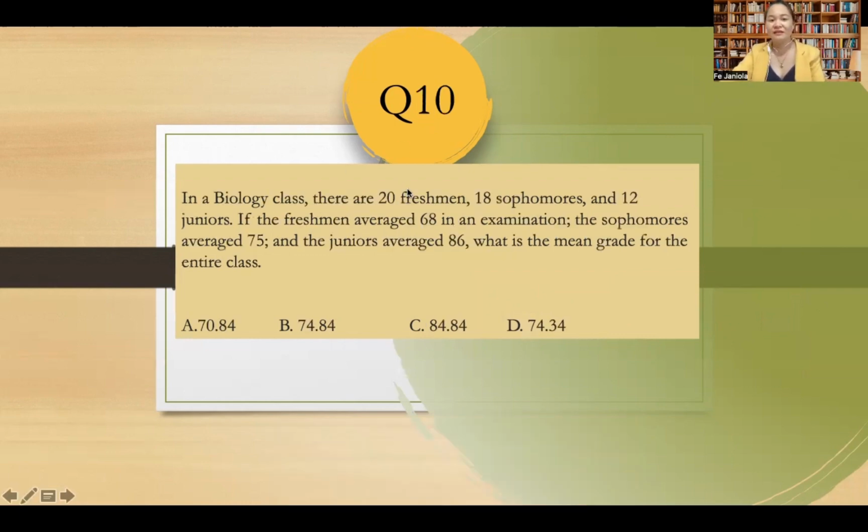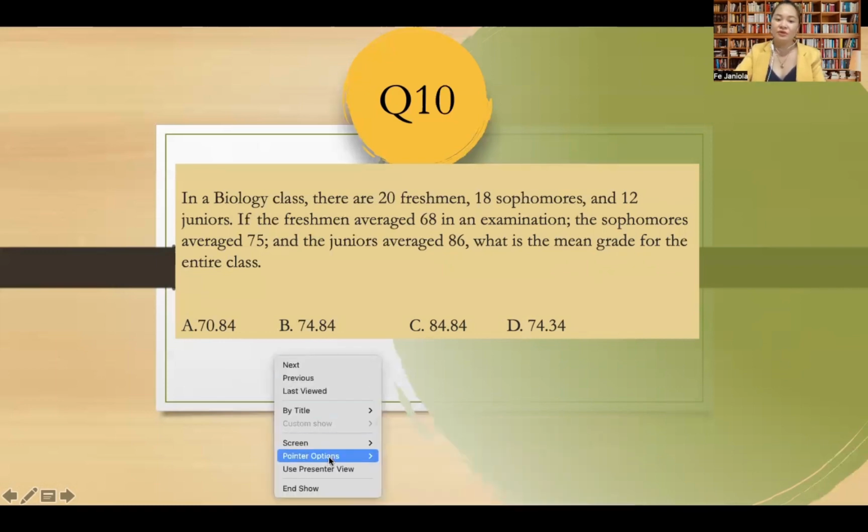Question number 10. In a biology class, there are 20 freshmen, 18 sophomores, and 12 juniors. If the freshman average is 68 in an examination, the sophomores average 75, and the juniors average 86, what is the mean grade for the entire class? So this is the weighted mean. How to find the average? You are going to use the weighted mean average. So you multiply here.